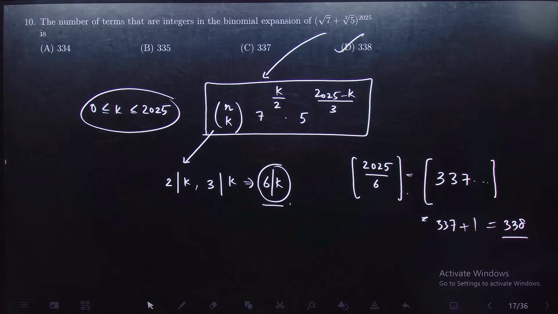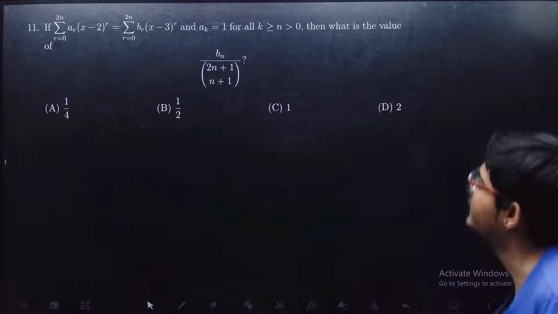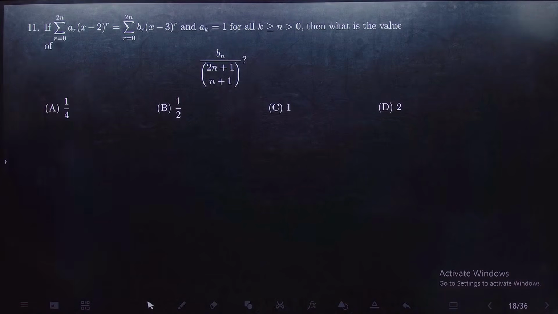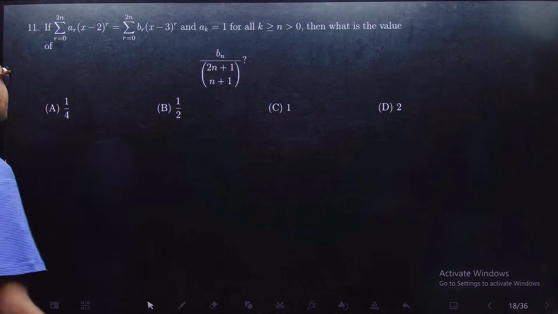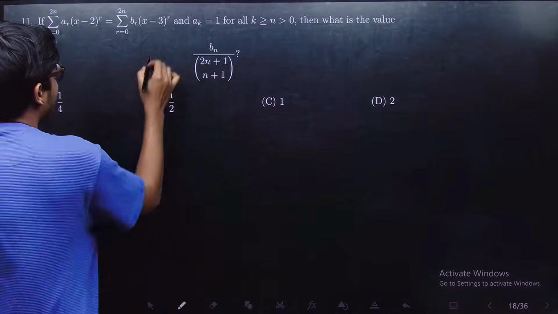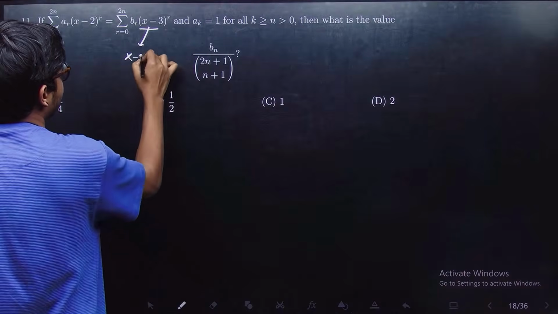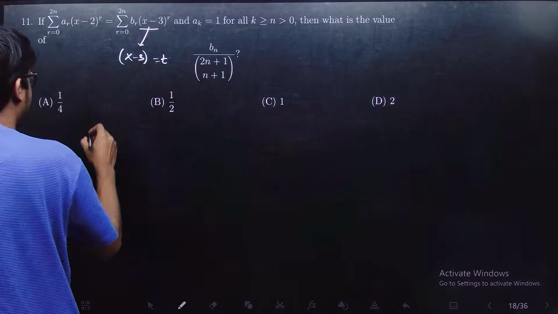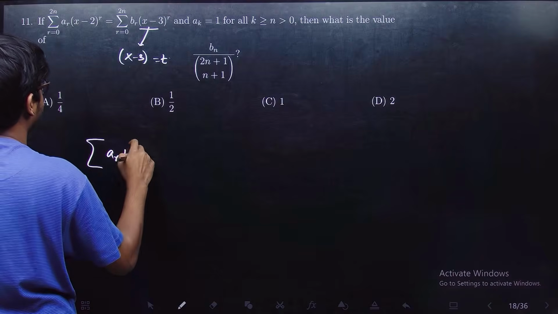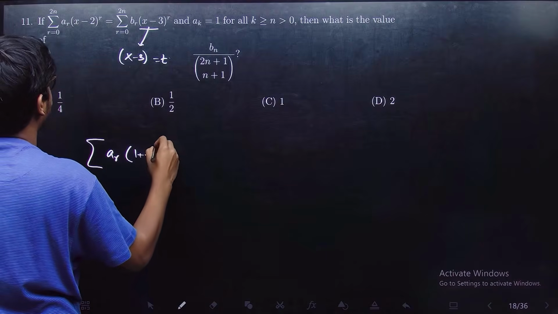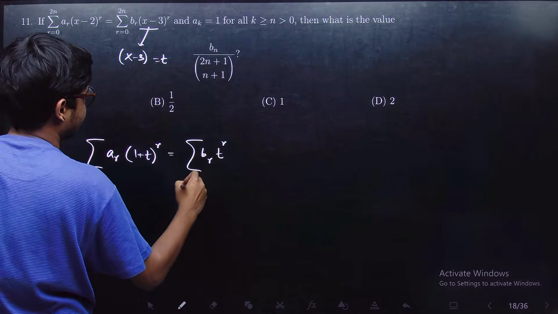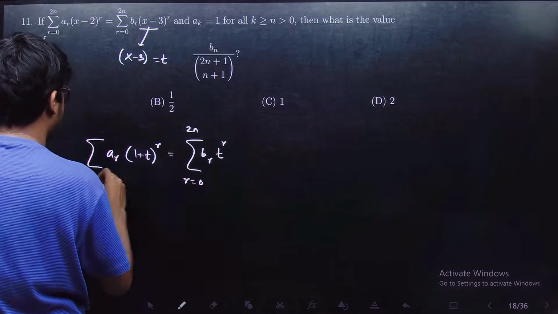All right, so let's look at the next one. If this summation is equal to this summation and ak is equal to 1 for every k greater than or equal to n, then what is the value of bn divided by this? First of all, observe that we can rewrite this. If I write x minus 3 equal to some t, then your left hand side will be t plus 1, so you get summation ar times (1 plus t) to the power r, which should be equal to summation of br t power r, r equal to 0 to 2n.